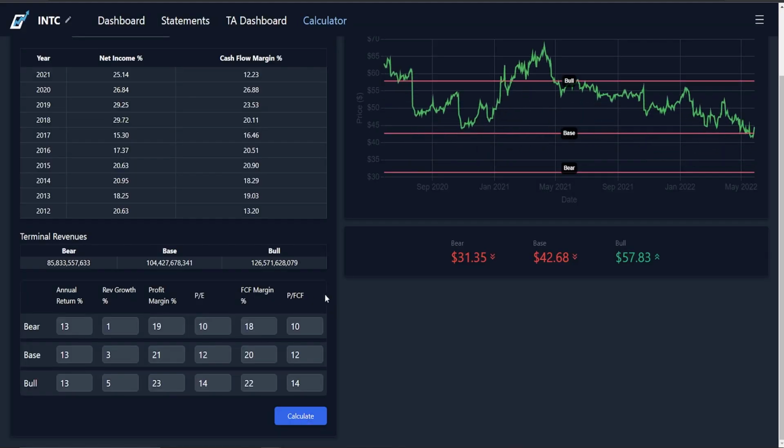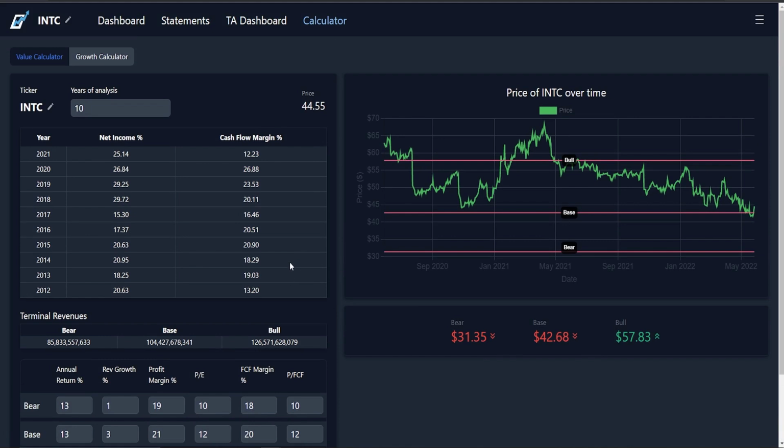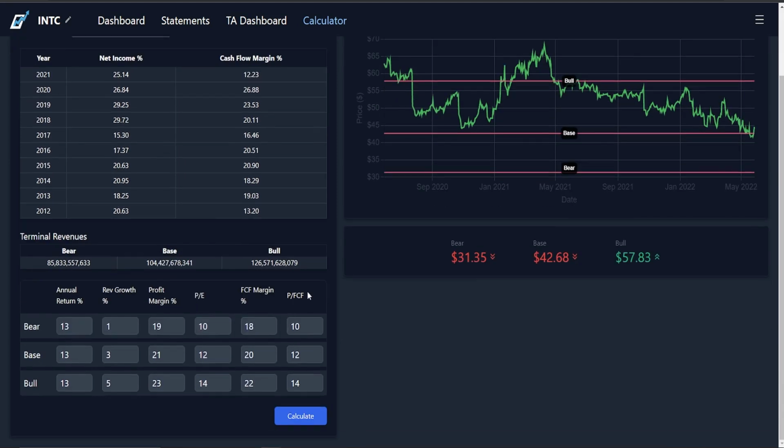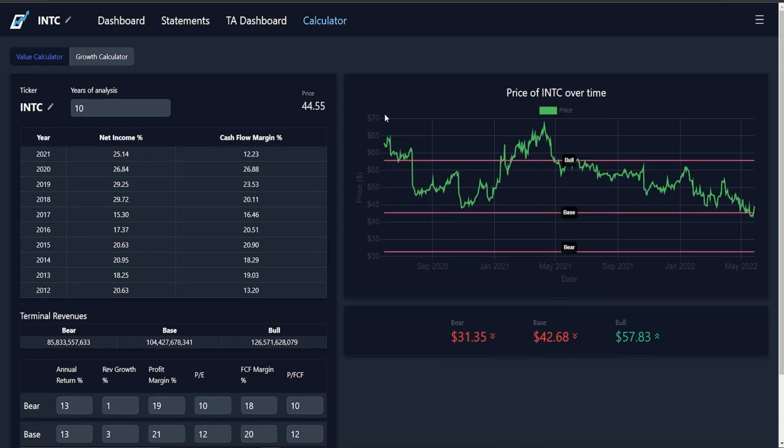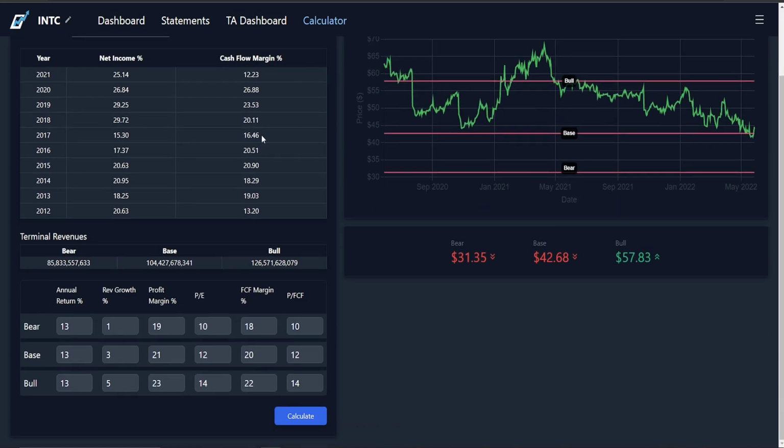From that point, look at a reasonable price to earnings ratio. We could see that historically just on TradingView, or just looking at industry averages and things like that. Free cash flow margin and price to free cash flow: essentially do the same thing you did for the profit margin percentage and price to earnings ratio. You also have that data widely available. And then you press calculate, and it shows you the prices you should be paying.